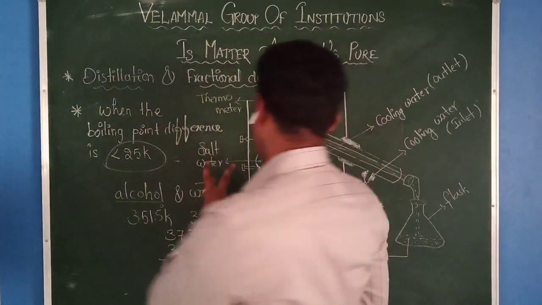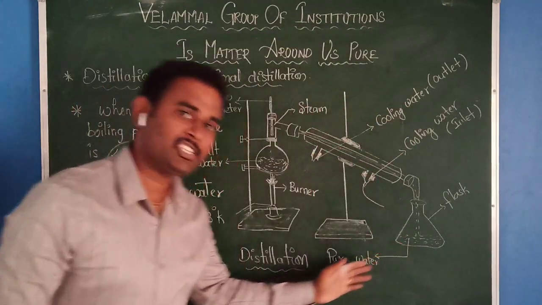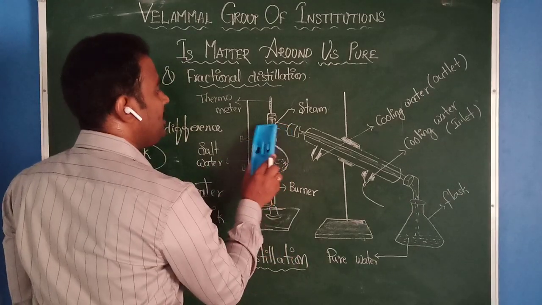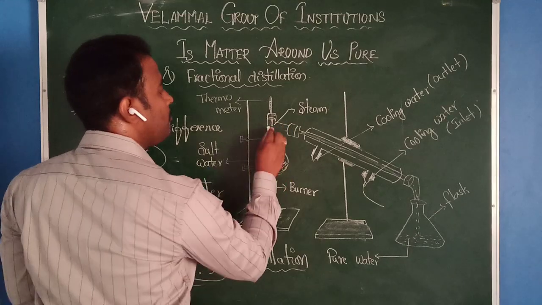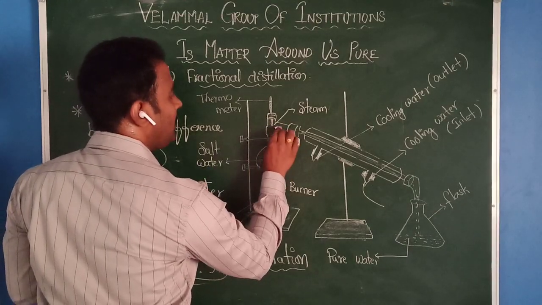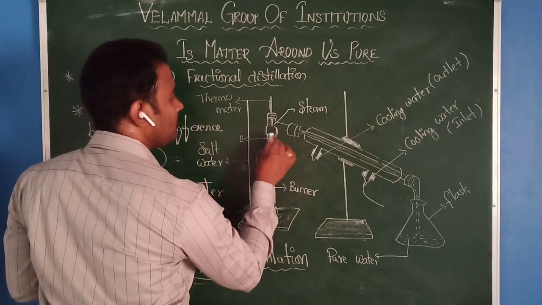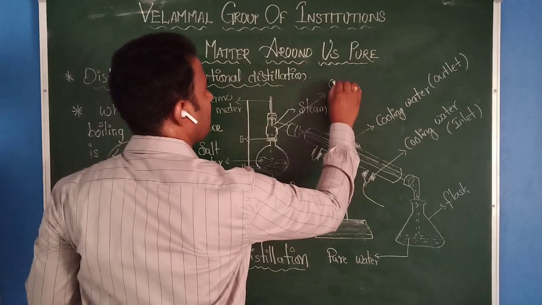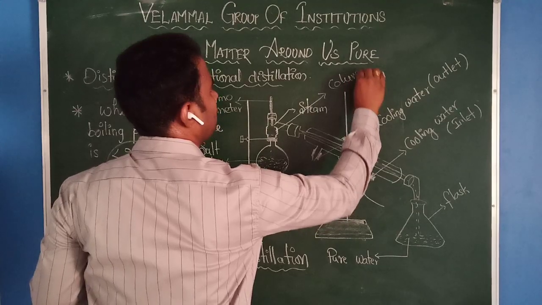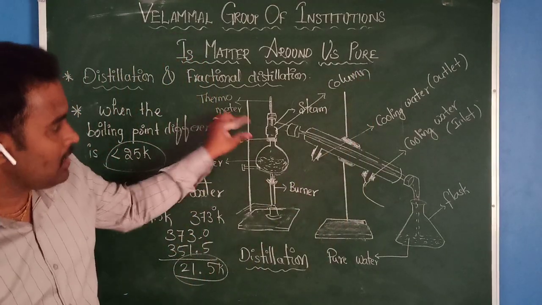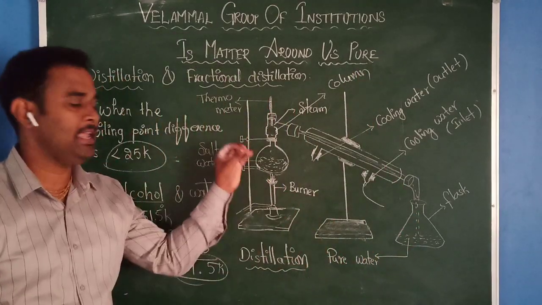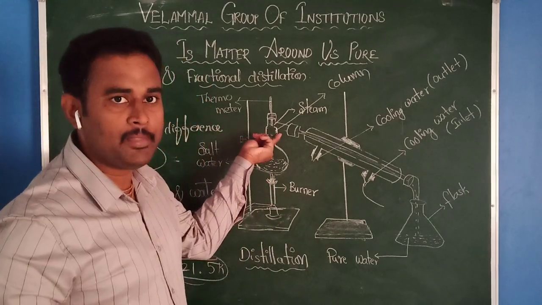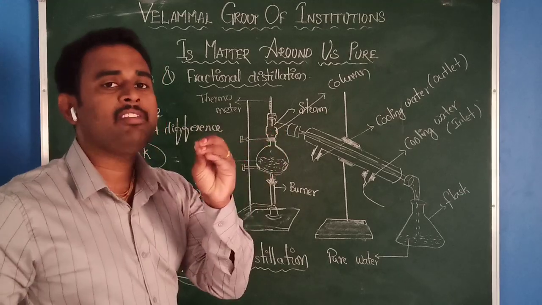Okay, the same equipment for the fractional distillation also, but there is a difference: here we are arranging one more apparatus, that is nothing but a fractionating column. Simply, all other arrangement and equipment are the same, but here we just keep one column, that is what we call a fractionating column.